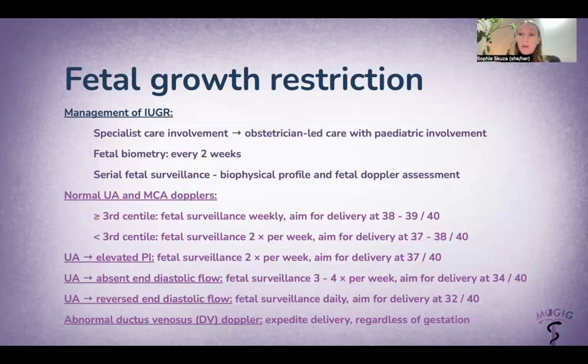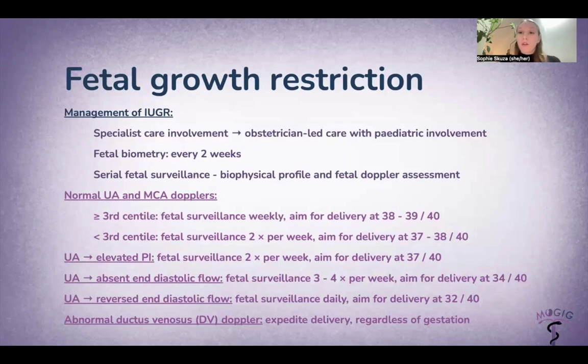The frequency of our fetal surveillance and our aims for delivery dates depend on the outcomes of our Dopplers. So if our UA and MCA Dopplers are both normal and the estimated fetal weight is above the 3rd centile, fetal surveillance should occur weekly, aiming for delivery around 38 to 39 weeks gestation. If, on the other hand, the estimated fetal weight is below the 3rd centile, fetal surveillance should occur twice per week, aiming for delivery around 37 to 38 weeks gestation.